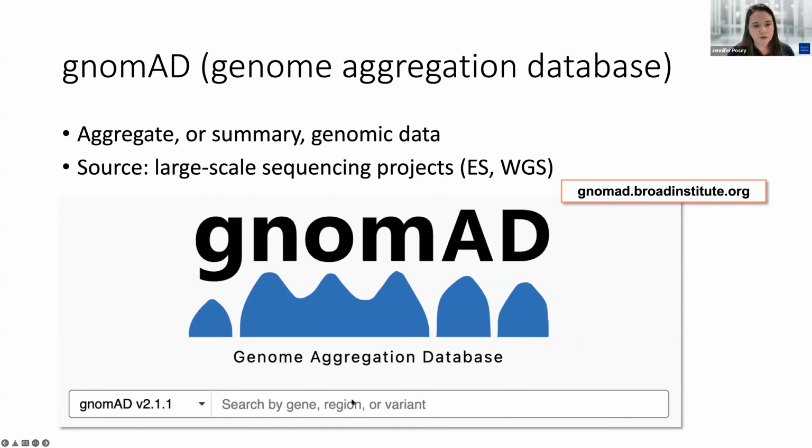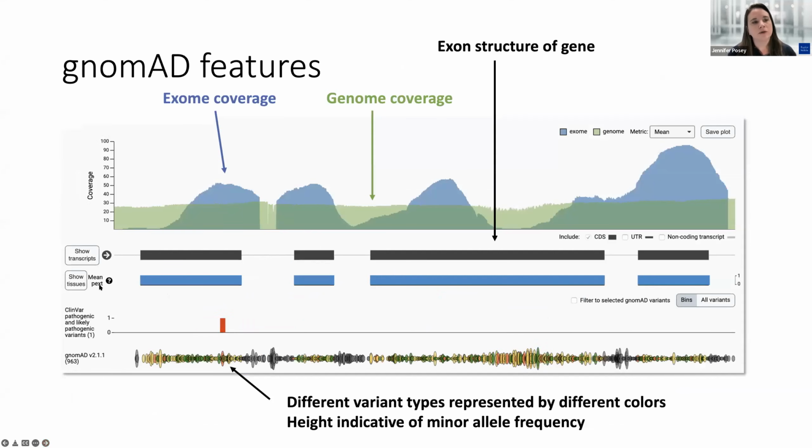And this is the main landing page, which you can get to from the website that I've shown here. You could also Google gnomAD and get to it that way. And you can search by a gene, a region, or a variant. And when you do, if you search by a gene, here I'm showing you DRD4, you can see a few things that come up at the very top of that gene entry in gnomAD before we even get to the variant data.